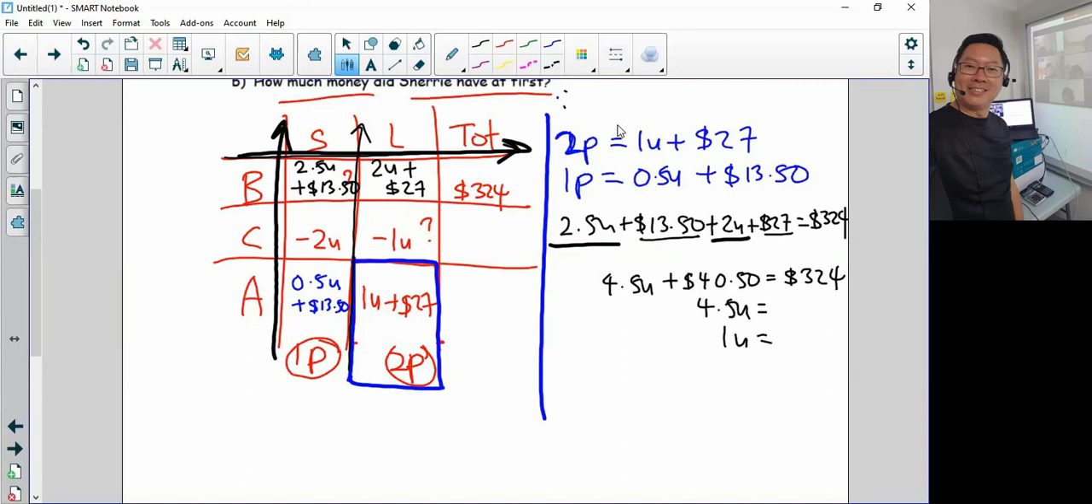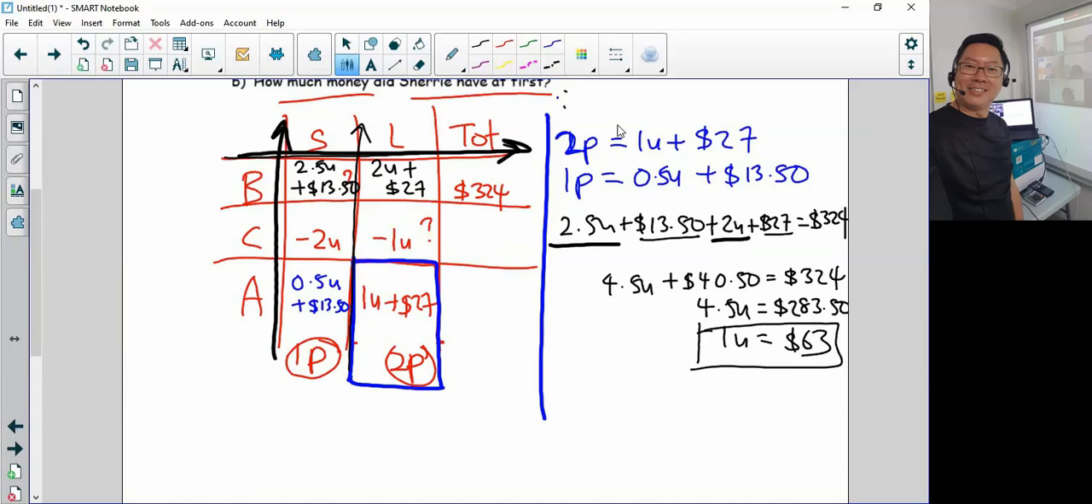So you take the total, which is 324, and you minus $40.50, and you will get $283.50, which is 4.5 units. Then how do you find the value of 1 unit? You divide. You take 283.50, divide by 4.5, and you will get $63. And this is the whole idea. This is why we work so hard to get the value of 1 unit. And once you get that, you can solve already.